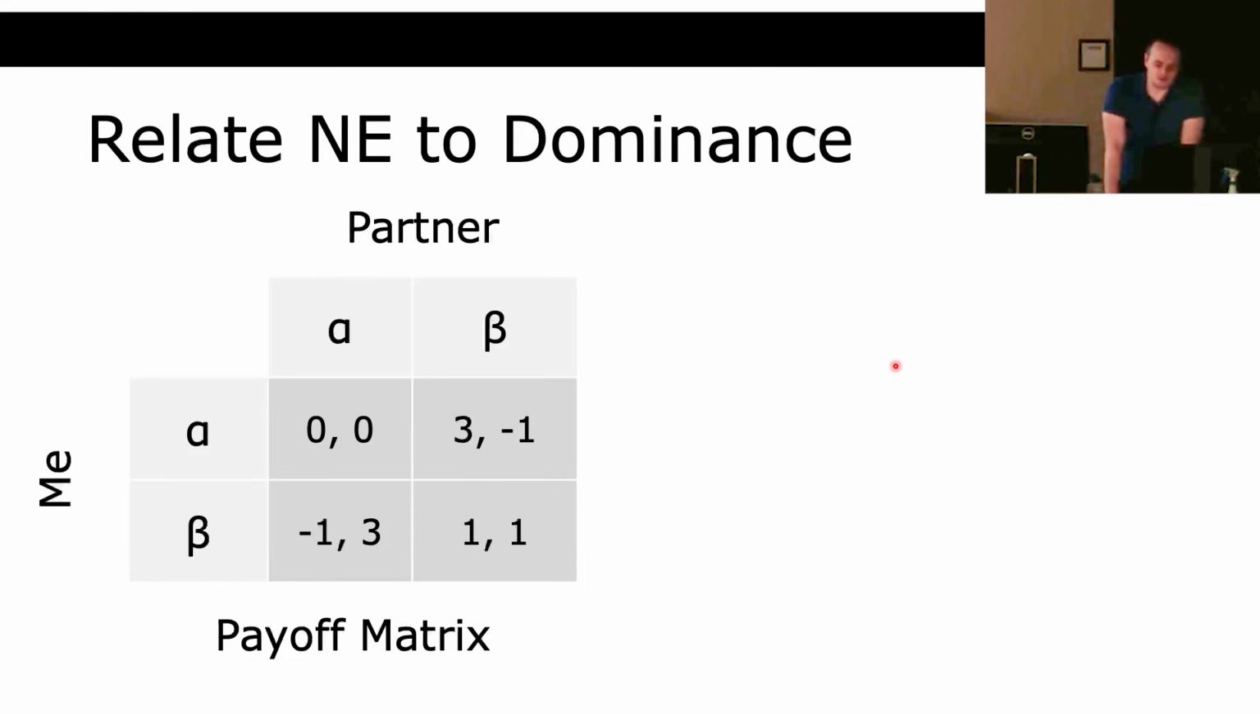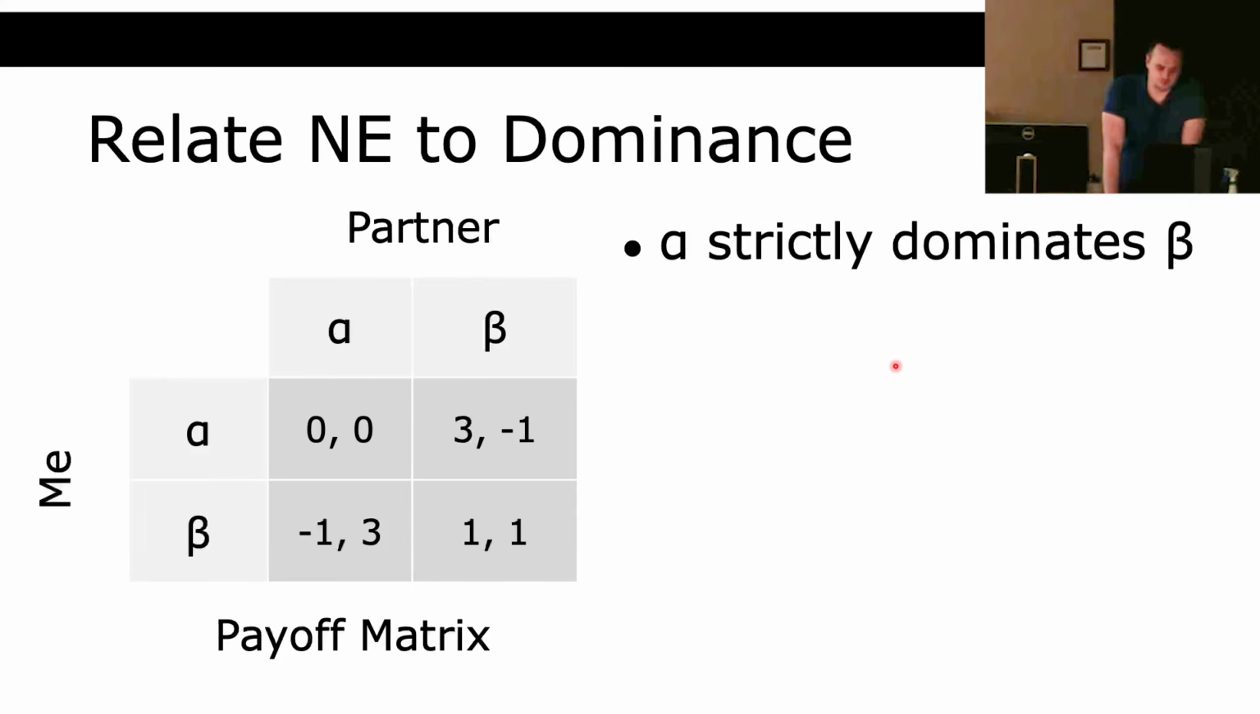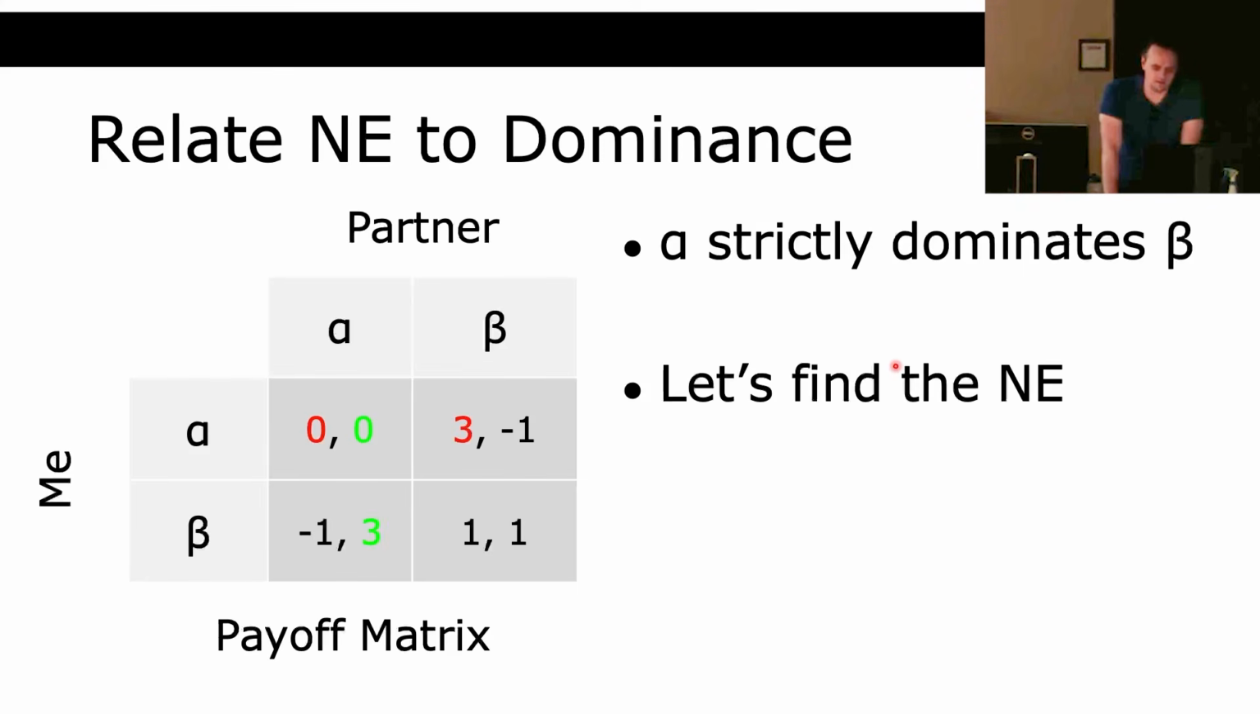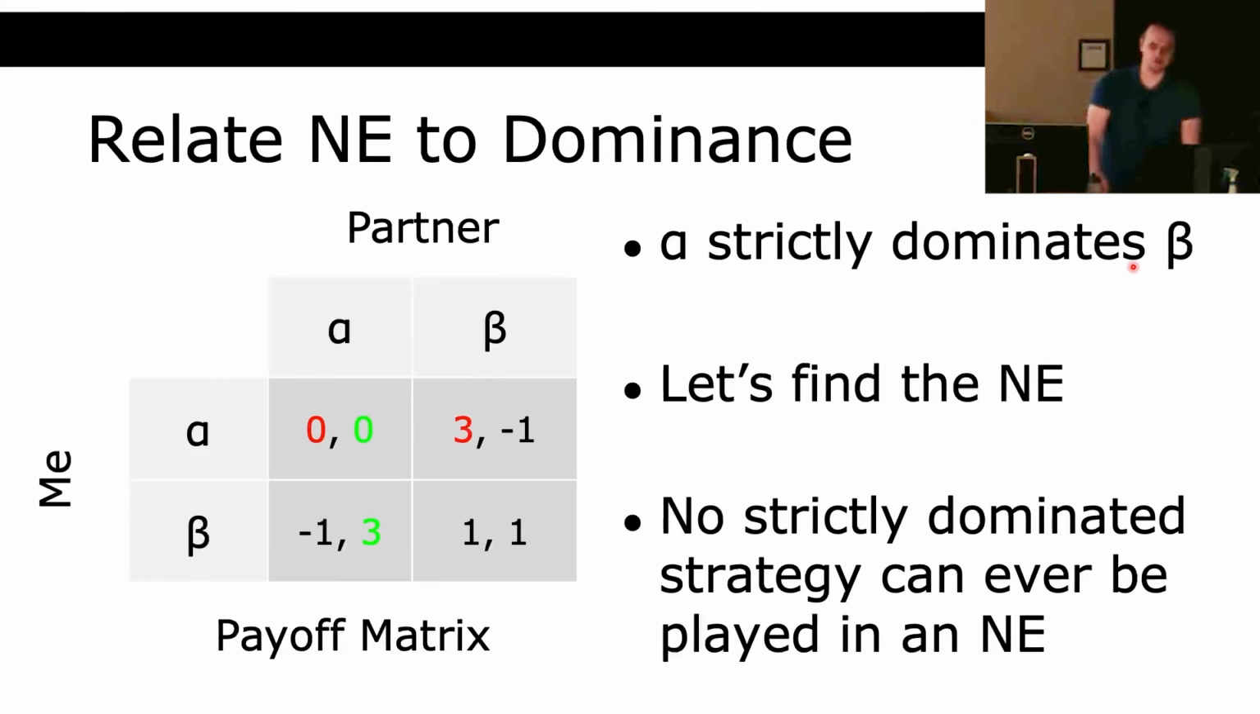So what is the relation of Nash equilibria to dominance? Well, in this one, alpha strictly dominates beta. So let's find the Nash equilibria, if there is one. So let's look at alpha, 0 is the best, beta, 3 is the best. For the other one, alpha is the best. For beta, beta is the best. So if alpha strictly dominates beta, we can say that in a Nash equilibria, no strictly dominated strategy can ever be played in a Nash equilibria. Okay, so that's a good result.